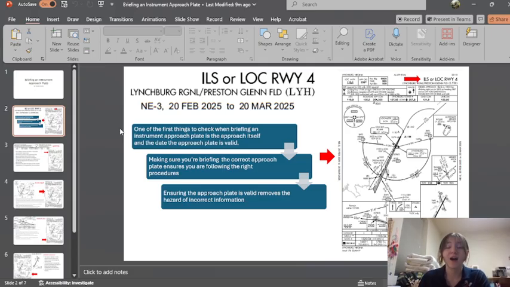So this is the ILS localizer runway 4 into Lynchburg. First we're just checking the title, that this is the ILS localizer 4 into Lynchburg Regional Airport, and then we're also checking the date that it's valid for. So making sure that the correct approach has the correct date as well, to make sure that this is a valid approach to brief and to execute. Just making sure that these things are correct ensures no incorrect information and removes that hazard.